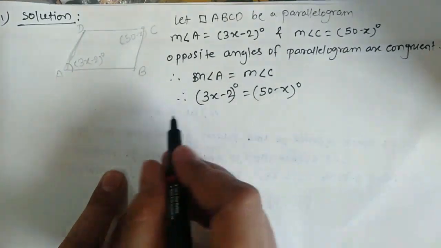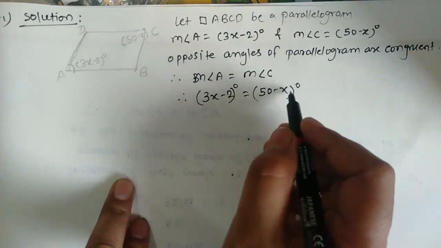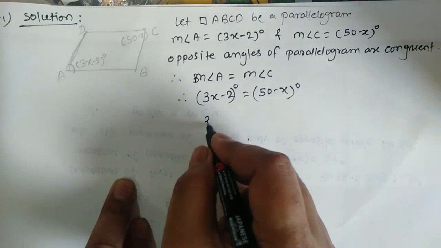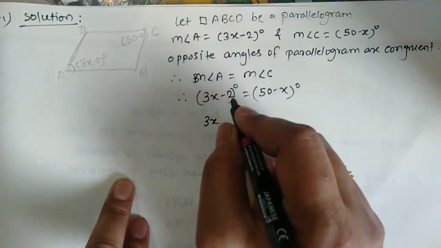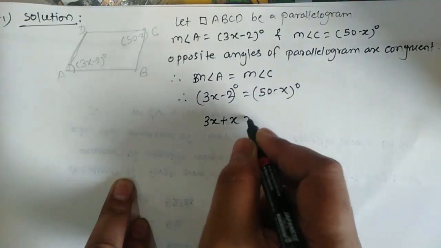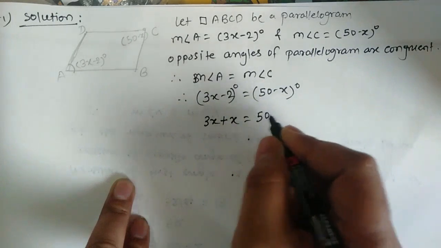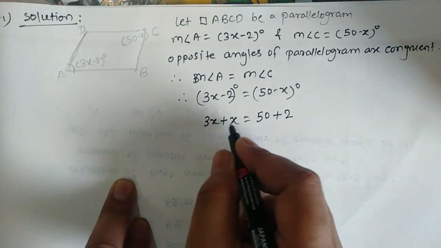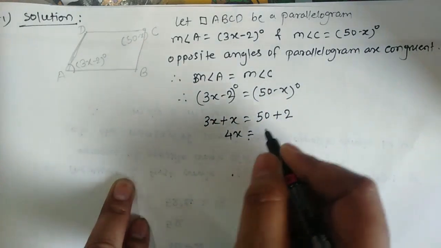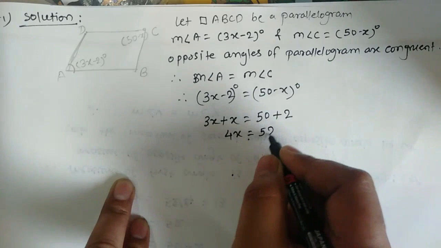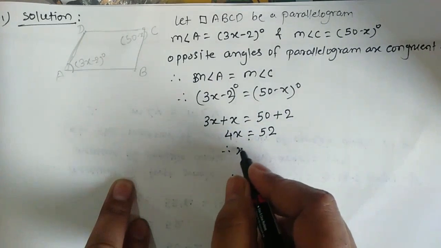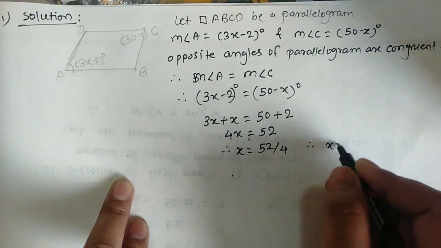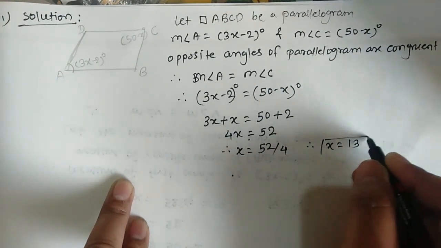Now remove the bracket and collect the variable terms one side and numeral terms another side. So 3x minus x comes to this side, it becomes positive. 50 as it is, minus 2 goes that side, it becomes positive. So 3x plus x is 4x, 50 plus 2 is 52. Therefore x is equal to 52 divided by 4. Therefore x is equal to 13.